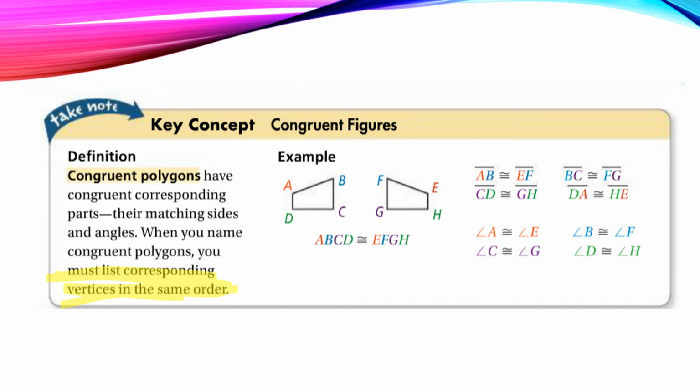For example, like for the segments, if we said AB is congruent to FE, that would not be true because F and A are not congruent to each other. It's E and A that are congruent. So you need to make sure that it's going in the correct order. This would not be correct. It has to follow the corresponding vertices.